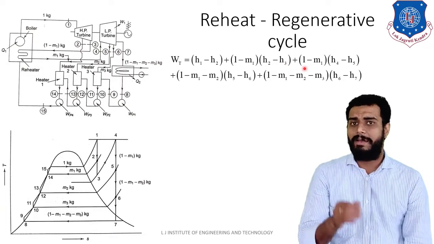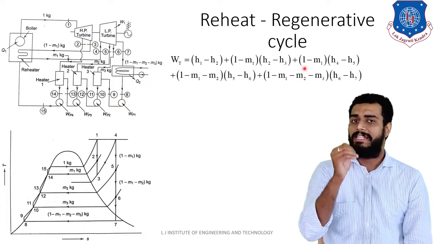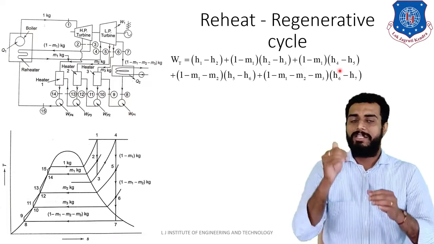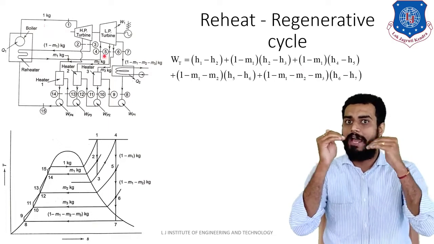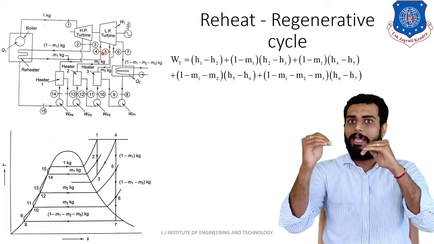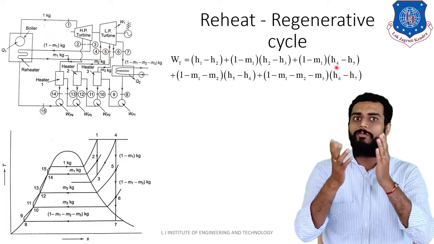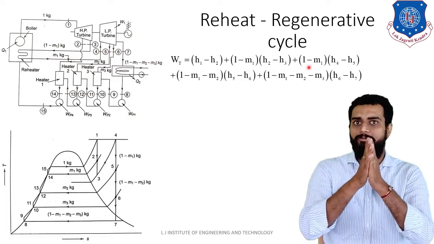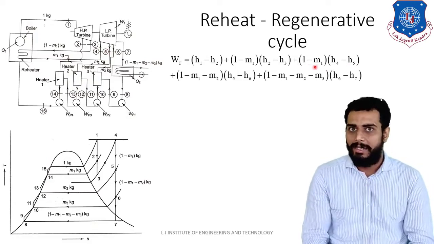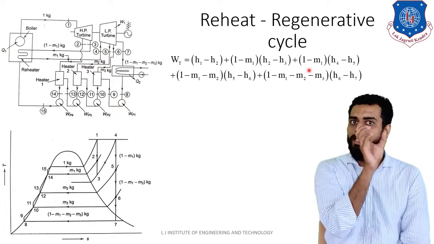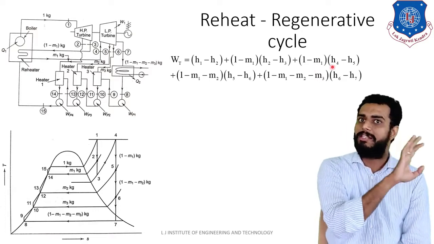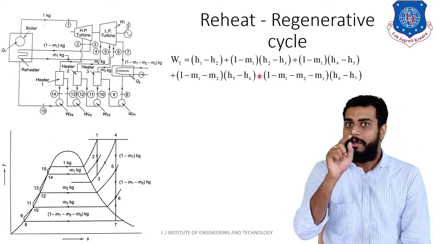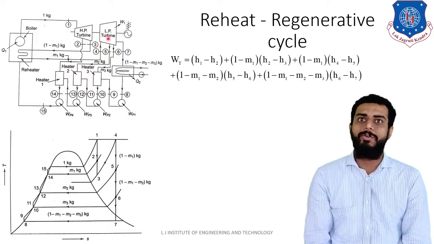Now for the low pressure turbine, that is at point number 4, at the inlet of the low pressure turbine. So that is from 4 to 5. Okay, so from 4 to 5 you have how much mass? From 4 to 5 the mass is 1 minus m1 kg again. Right? So (1 minus m1) kg into (h4 minus h5). Clear?